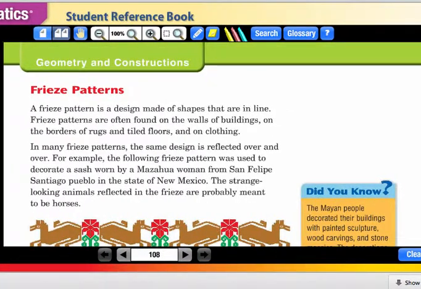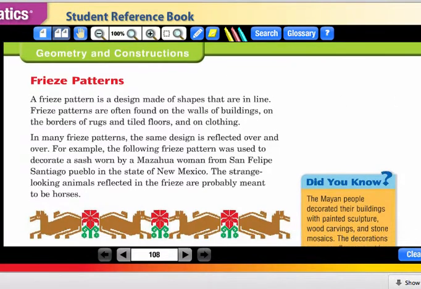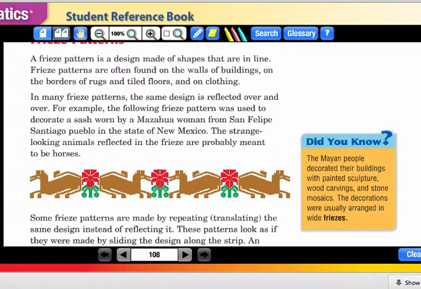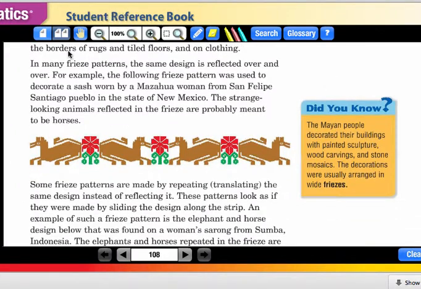Frieze patterns are made of shapes that are in line, and they feature symmetry. Like I said, you can find them all over the place. Once you know what they are, I bet you'll pick up on them pretty quick. Mrs. MacPhail has a lot of socks that have these on them. So in frieze patterns, the same design is reflected over and over.